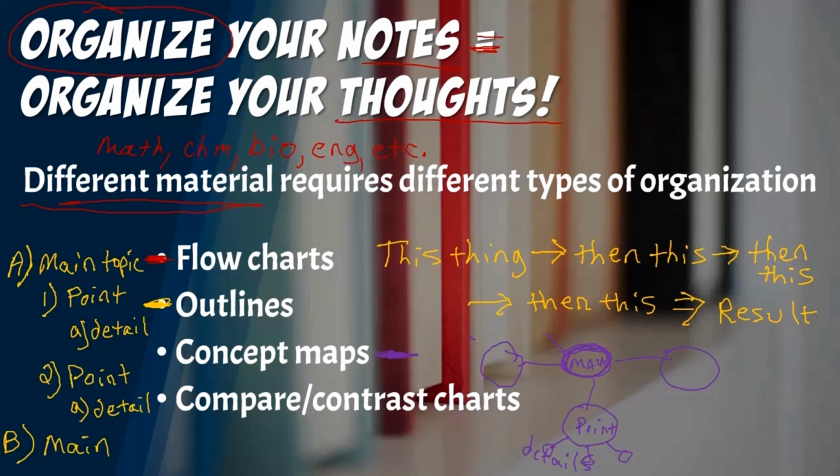And then you have compare and contrast charts, where you just make a chart of something, product A and product B, and then underneath it you just fill in how they're alike and how they're different. And so I'll show you examples of all 4 of these.